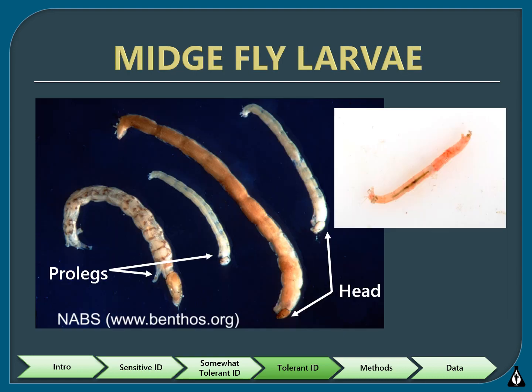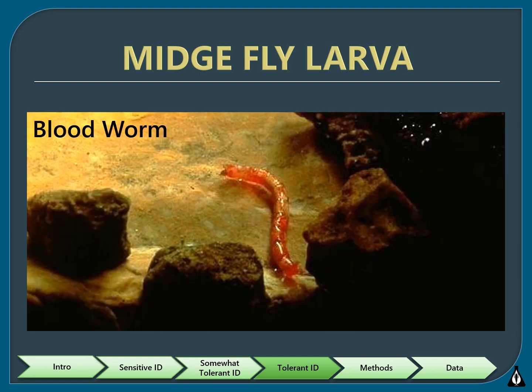Midge larvae are very tolerant to pollution. They are tiny in size. Midge larvae do not have legs, but do have a proleg under their head, which can be seen on larger specimens. Midge larvae can be red in color. This type of midge is commonly called a bloodworm, which is a misnomer because they are fly larvae, not worms. This type of midge carries hemoglobin, which provides them a source of oxygen so they can live in water with very low oxygen levels, such as swamps.